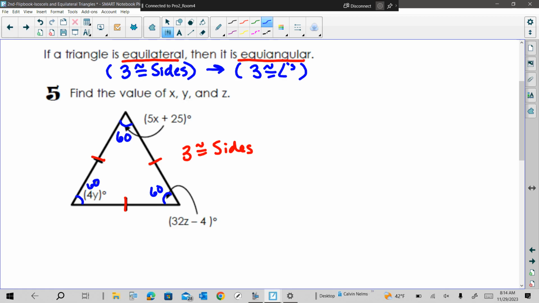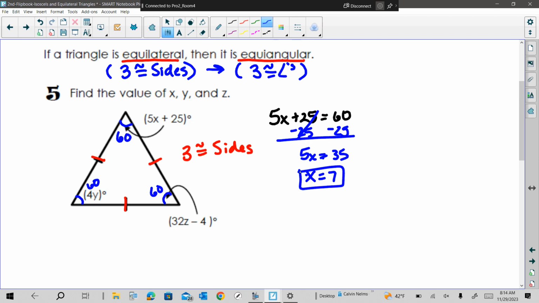So that lets me set up my equations for each variable. To find x, we're going to write 5x plus 25 equals 60. And then we're solving for x. So we're going to subtract the 25 to isolate the 5x term. We get 5x equals 35. So x equals 7.